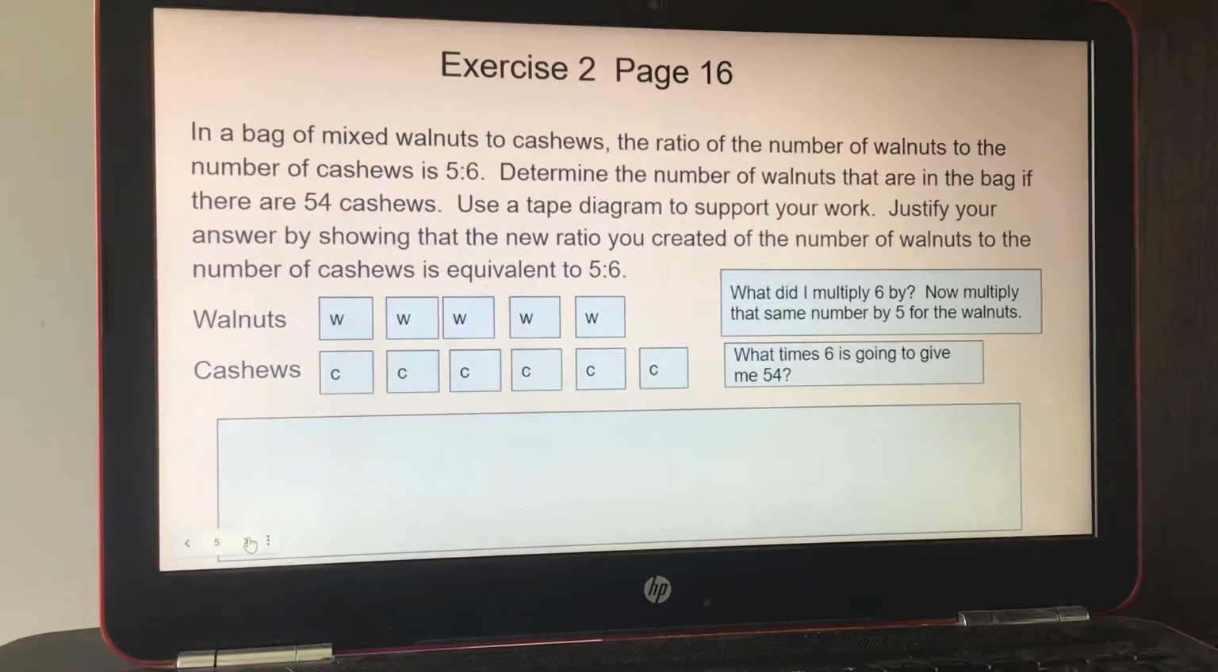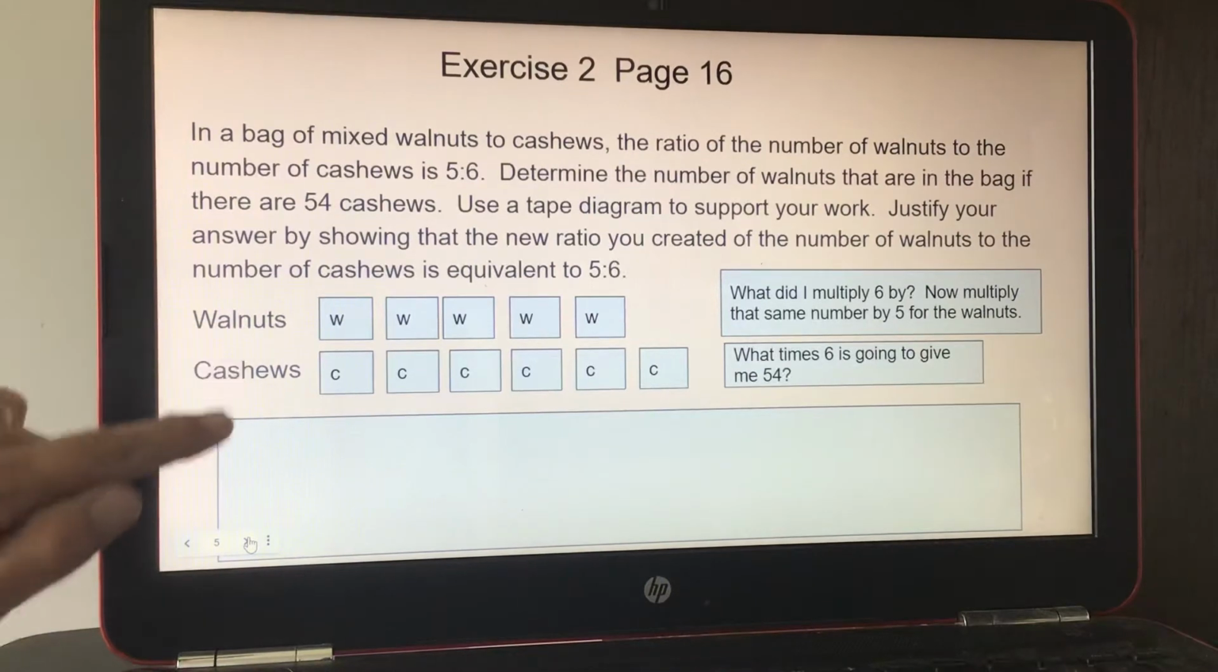All right, now we're on exercise 2, page 16. In a bag of mixed walnuts to cashews, the ratio of the number of walnuts to the number of cashews is 5 to 6. Determine the number of walnuts that are in the bag if there are 54 cashews. Use a tape diagram to support your work. Justify your answer by showing that the new ratio you created of the number of walnuts to the number of cashews is equivalent to 5 to 6.